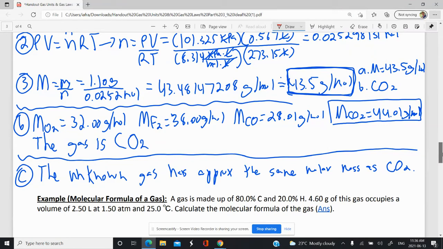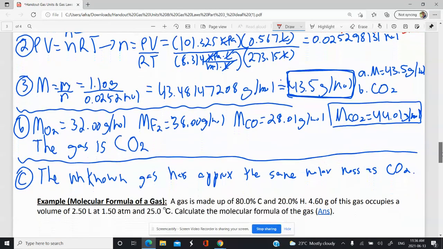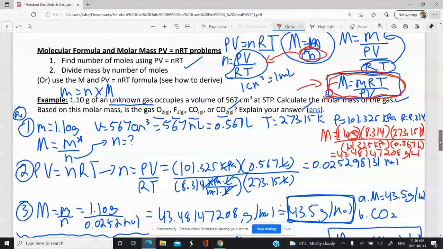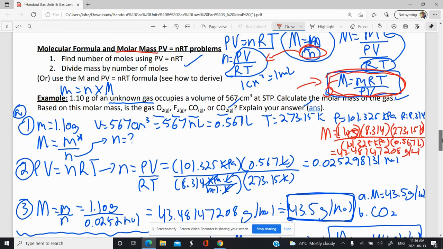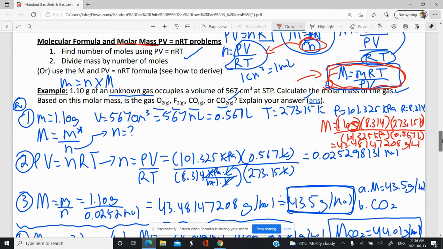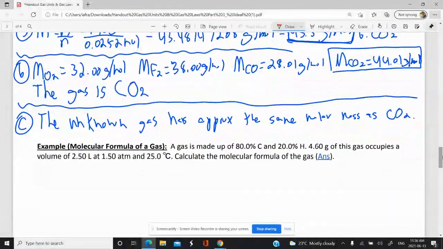In the next video, we're going to take a look at figuring out the molecular formula of a gas. This type of problem here was the molar mass of a gas, and we used the molar mass to find the identity of the gas. Next, we're going to go ahead and try molecular formula of gases using these good old percentages that you might remember from back in Unit 3.